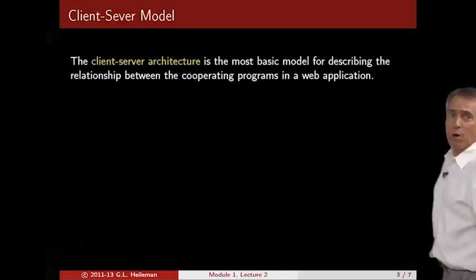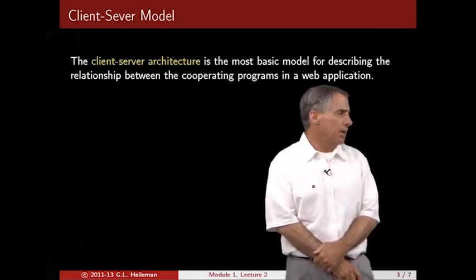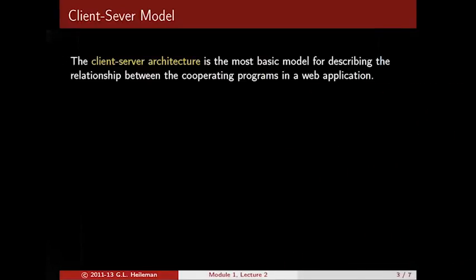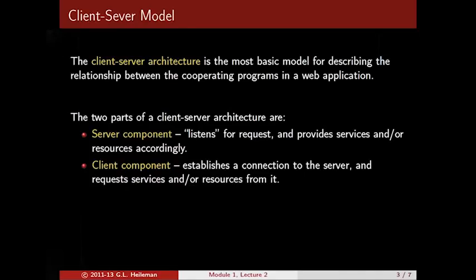So the most basic model for a web application is the client-server architecture. The client-server architecture consists of some cooperating programs that make up the web application. There are two parts to a client-server architecture. The server component, which listens for requests and just provides services and resources according to the requests that are made of it. And then the client piece, which establishes the connection to the server and issues the requests that the server will respond to.